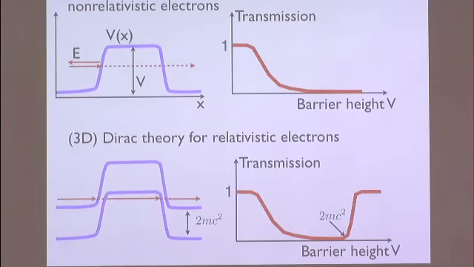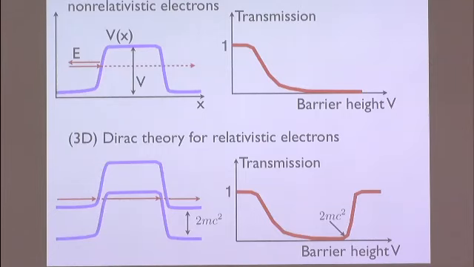Now, at some point though, the barrier will be so high that the upper boundary of the positron band in energy goes below 0, which means now that something dramatic happened, namely that the transmission suddenly shoots up again to unity.